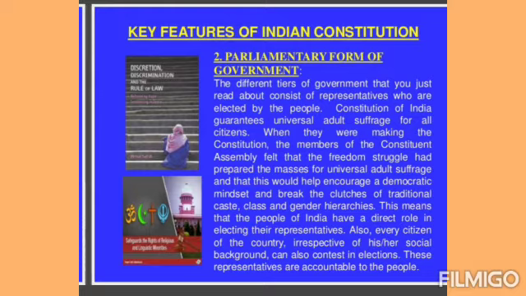When they were making the constitution, the members of the Constituent Assembly felt that the freedom struggle had prepared the masses for universal adult suffrage, and that this would help encourage a democratic mindset and break the clutches of traditional caste, class and gender hierarchies. This means that the people of India have a direct role in electing their representatives. Also, every citizen of the country, irrespective of their social or political background, has a right to choose their own representatives.